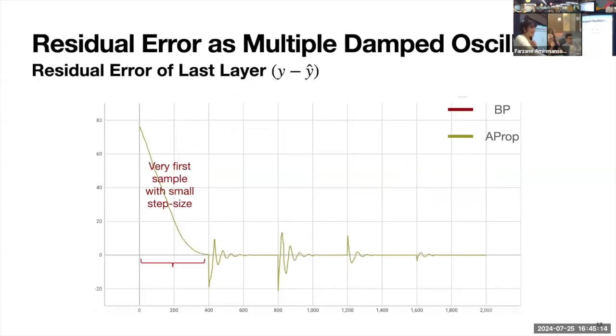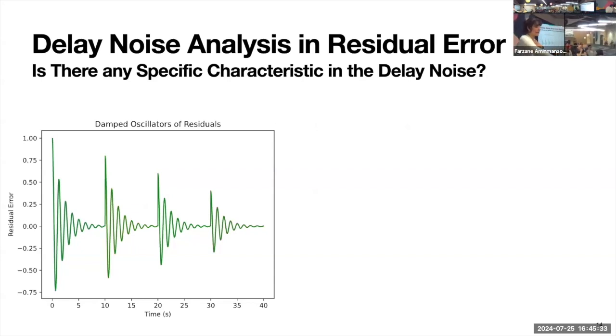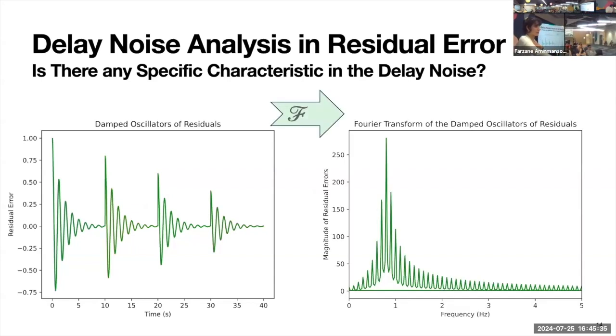Okay, then what I do is feed a damped oscillator to these. And then I say, if I see this signal, what characteristics can I learn from it? So I'm going to take the Fourier transform of it and see what the characterizations of this signal are in terms of the frequencies that built this signal.